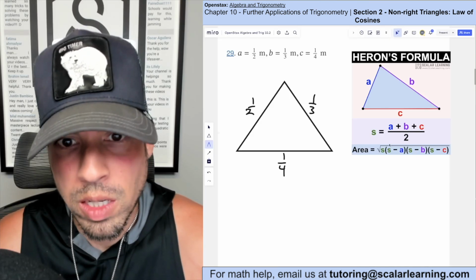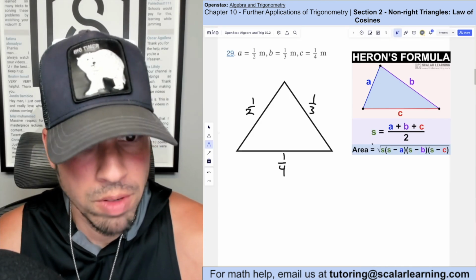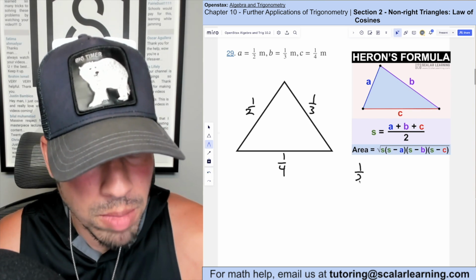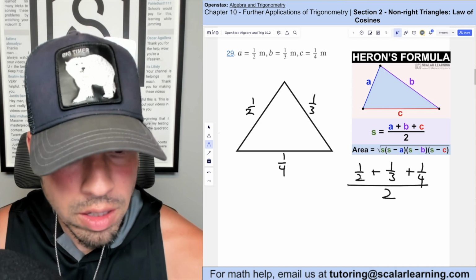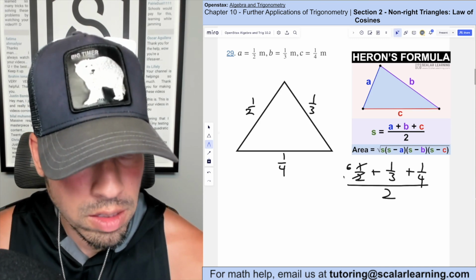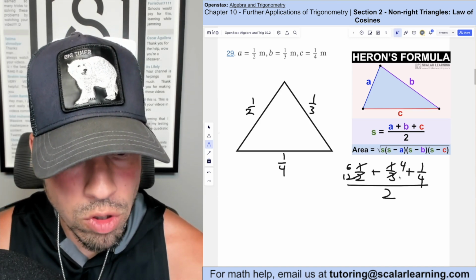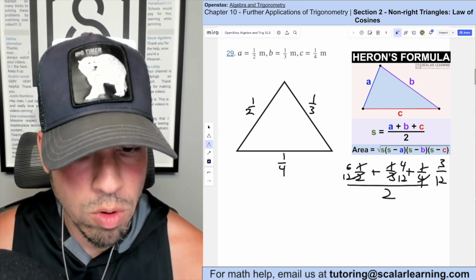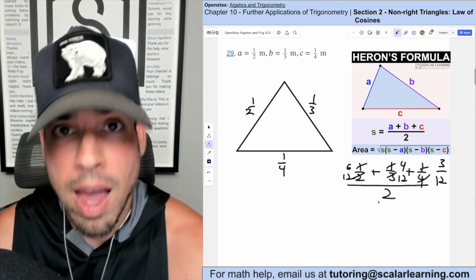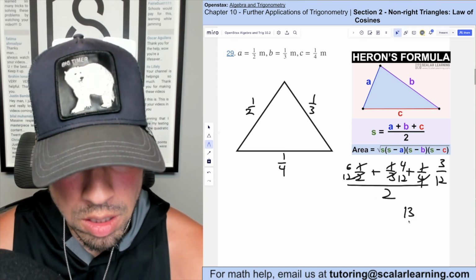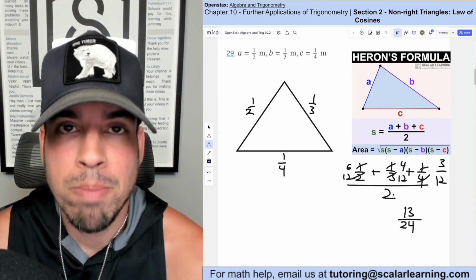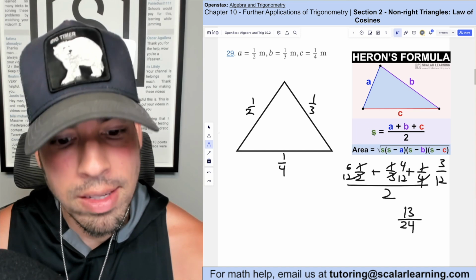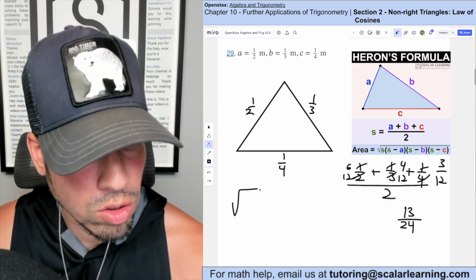Done. So for this one, we're going to find the area using Heron's formula, which I've got up here. So first we have to calculate S, and we do that by adding these up and dividing by 2. So if we want to do it without a calculator, you can get a common denominator of 12. So that is 6/12. This is 4/12, and this is 3/12. And if you add them all up, 6 plus 4 plus 3 is 13/12. Half of 13/12 is 13/24, right? Because basically, it's like you take it and you multiply the denominator by 2. That's how you take half. So S is 13/24. Now we can use the formula.